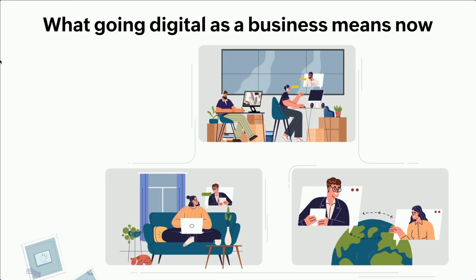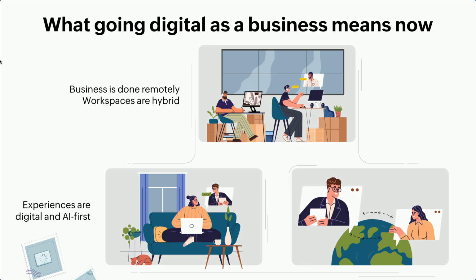But ever since the pandemic happened and AI has come around, the way business has gone digital has been very, very different. Business is now done remotely and workspaces are very hybrid. People are sitting across different spaces. Some of them are working from offices, some from homes. And that just means your interactions are very scattered, and almost all experiences are digital and AI first. Very few people meet in person to get business done.